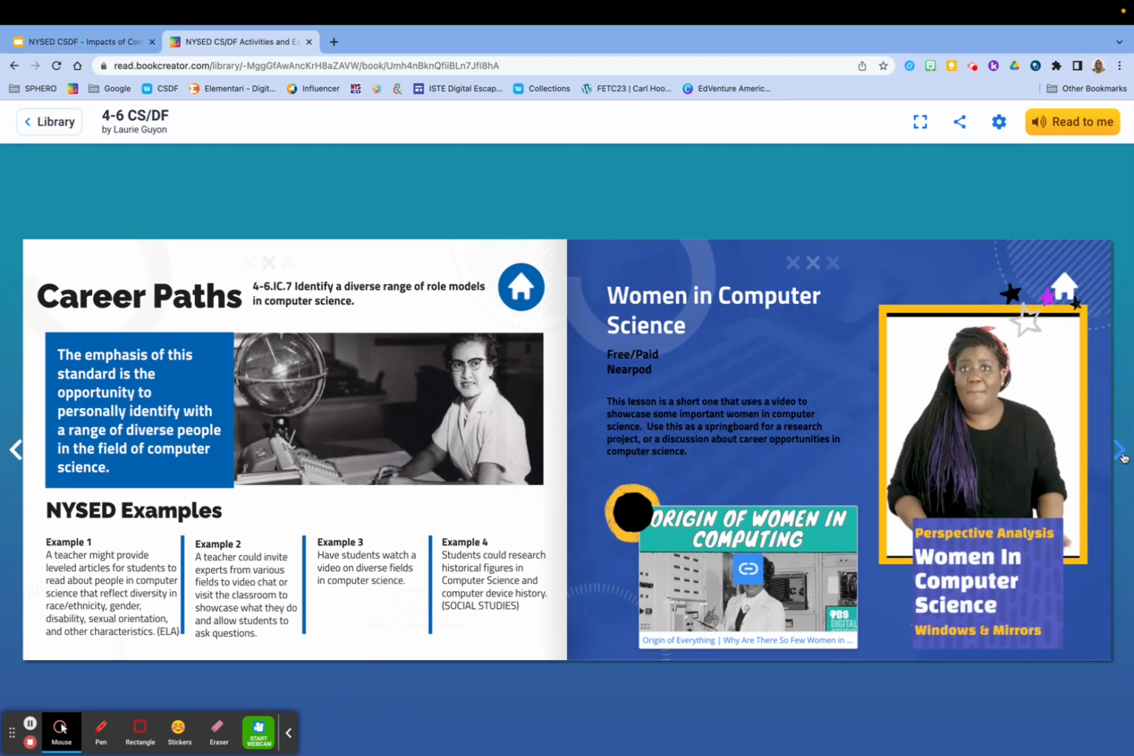And then the final one within impacts of computing is career paths. Here we want to identify a diverse range of role models in computer science. So this could be looking at inventors. You could be looking at people that are high up in our industry, historical figures. You could have your students explore the fields of computer science.